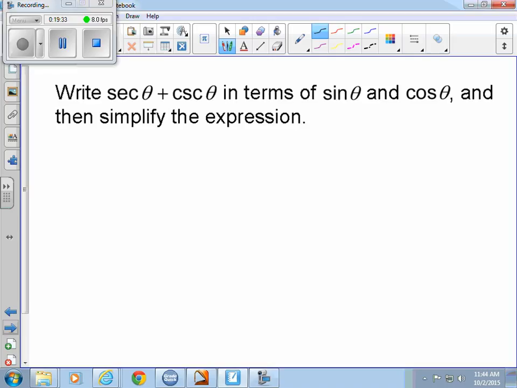Okay, write secant of theta plus cosecant of theta in terms of sine. We'll do this one on Monday. Do you have your homework ready? No, it's not. Oh no, that was our bonus.